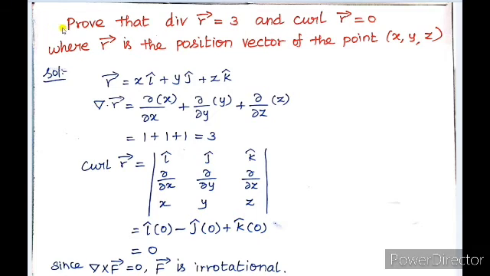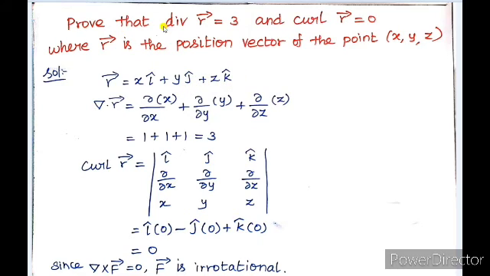Last, we have to see one simple problem. Prove that divergence of R vector is equal to 3 and curl of R vector is equal to 0, where R vector is the position vector of the point x, y, z. Already we know the position vector: R vector is equal to x i cap plus y j cap plus z k cap.